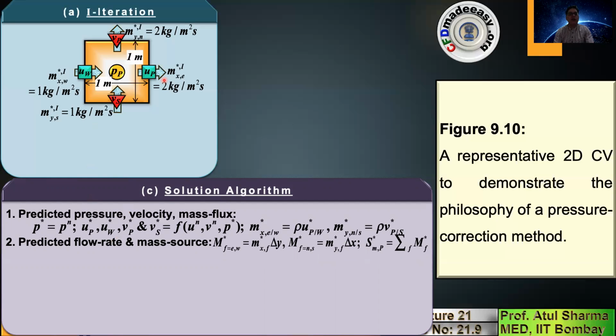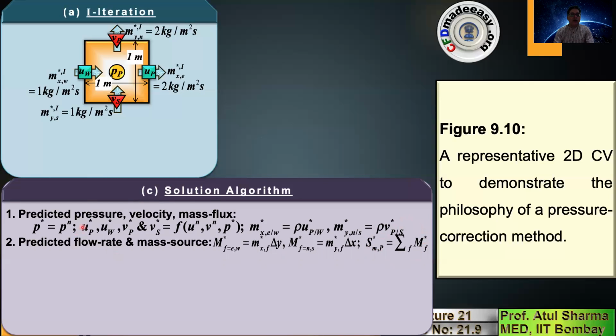We follow an approach which is called the predictor-corrector approach. So this is the first iteration. The predicted value is denoted here by the star mass flux. Using the star mass flux, you can multiply by the surface area, and you can calculate the mass flow rate on the east surface, west surface, north surface, and south surface, and you can calculate the net mass source.